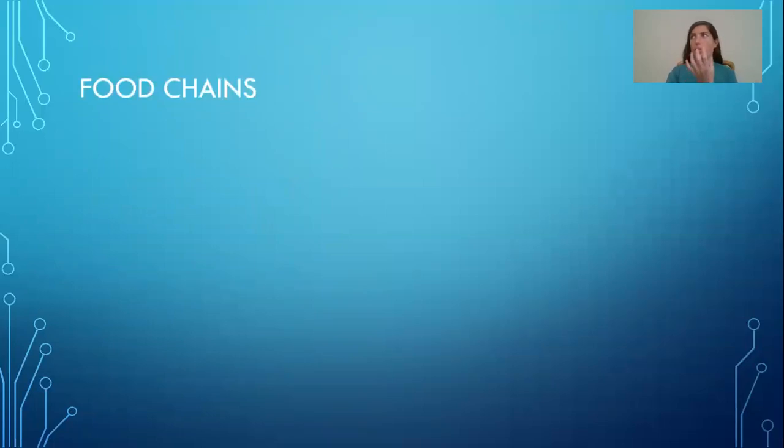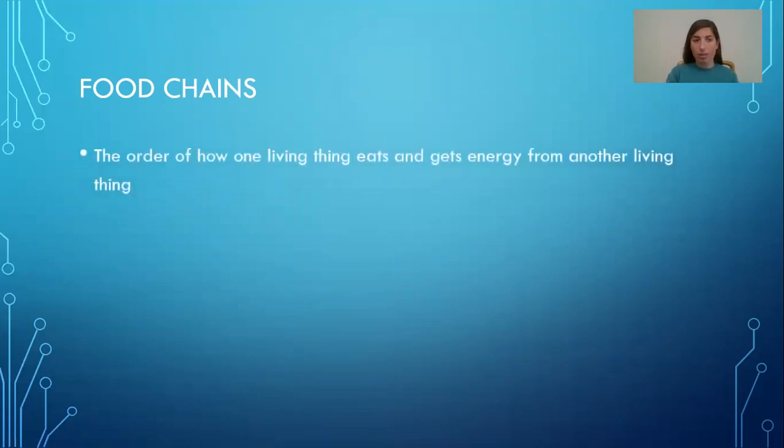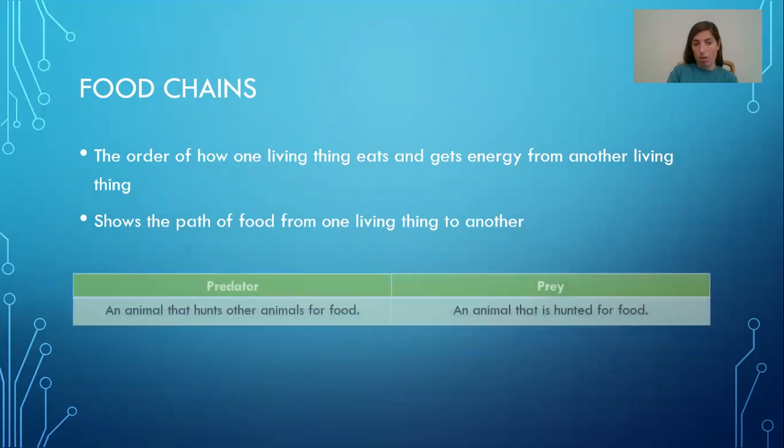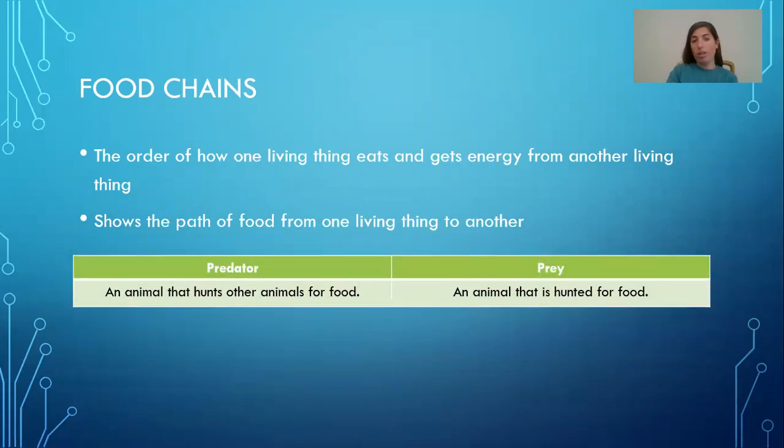Those are all different types of living things that will go into making up this food chain. So a food chain is the order of how one living thing eats and gets energy from another living thing. It shows the path of food from one living thing to another. So in a food chain, there are two different types of animals. And again, these are only animals. Yes, producers, plants are definitely in food chains, but these are only animals. Predators and prey are only animals.